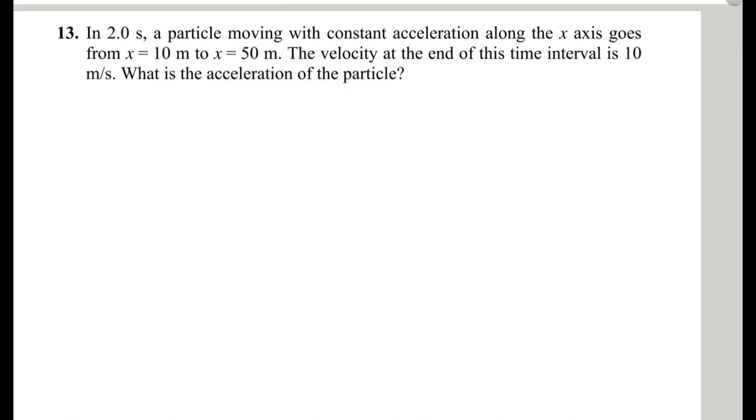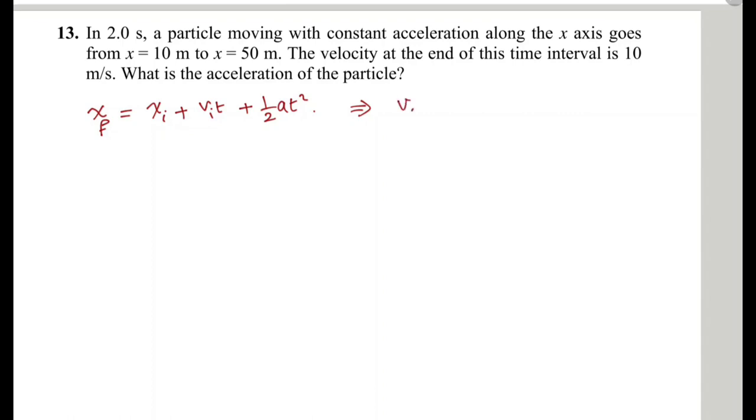Now we have a particle moving from x equal to 10 to x equal to 50, in a time interval of 2 seconds, and the velocity at the end of this time interval is 10 meters per second. We look for the acceleration of that particle. Again, use equations of motion: x final equal to x initial plus v initial t plus half a t square. Now we need to find the acceleration.